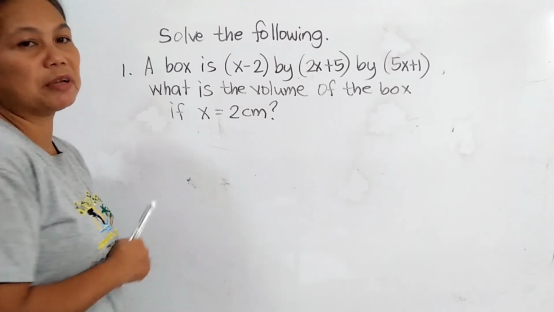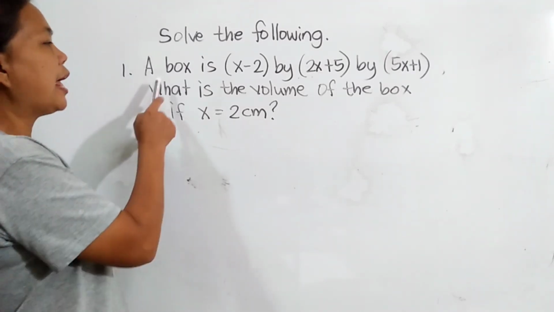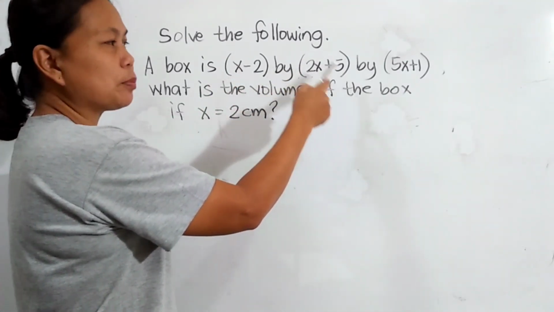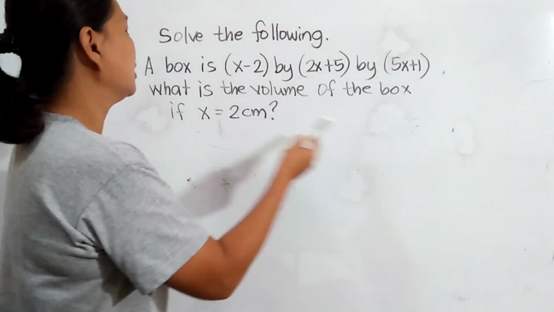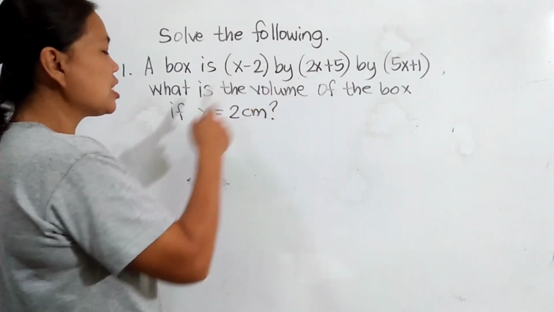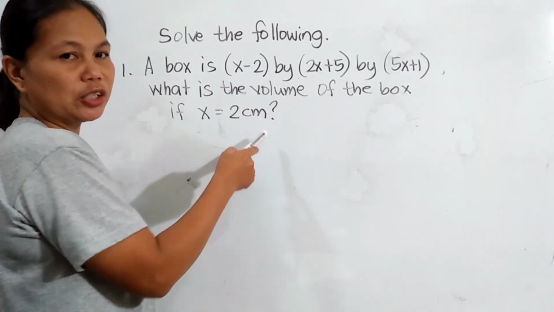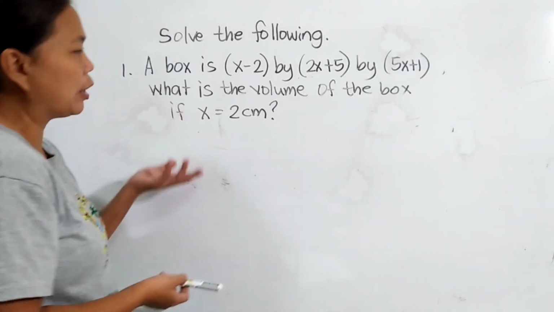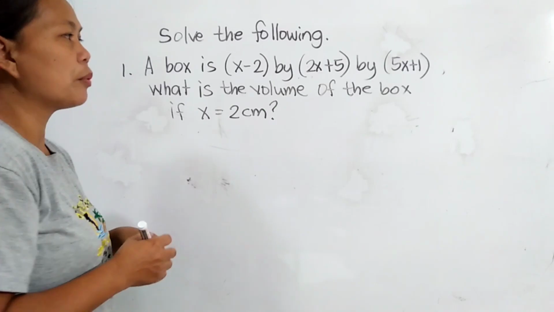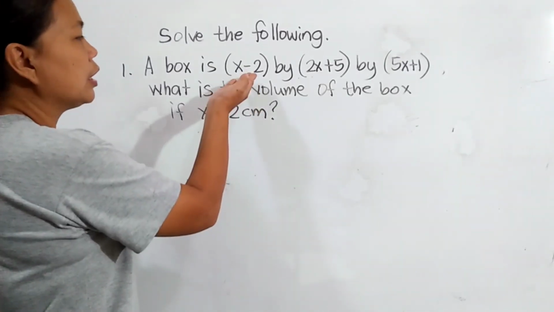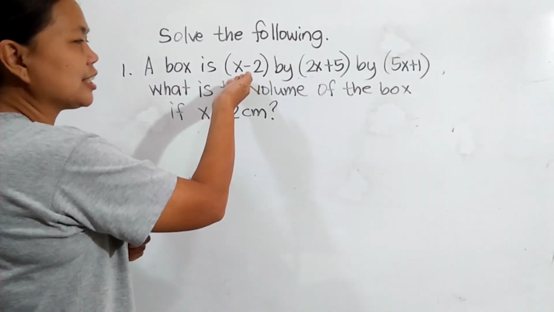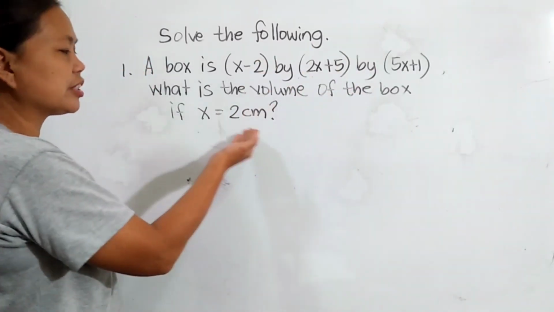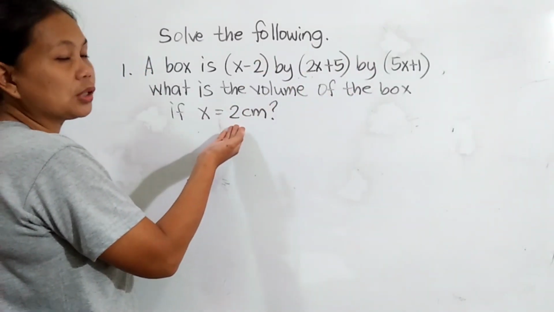Okay, let us solve this given problem. So we have here number 1 problem. A box is x minus 2 by 2x plus 5 by 5x plus 1. So what is the volume of the box if x is equal to 2 centimeters? So how are we going to solve this particular problem? So volume of the box. So first, we have to evaluate the given dimensions of the box, which are x minus 2, 2x plus 5, and 5x plus 1, wherein we get the value of these by substituting the value for x, which is 2 centimeters.